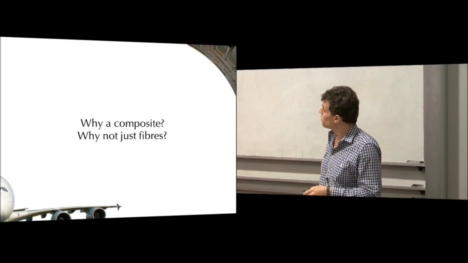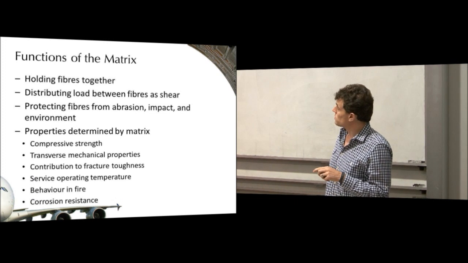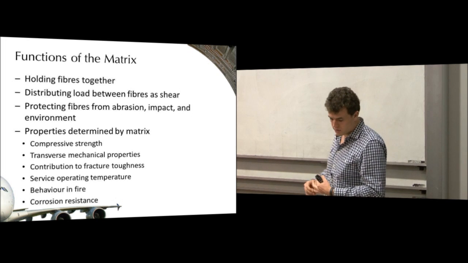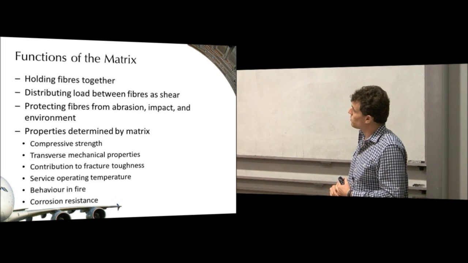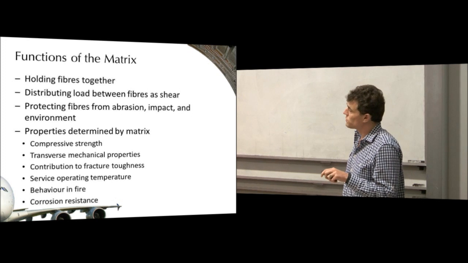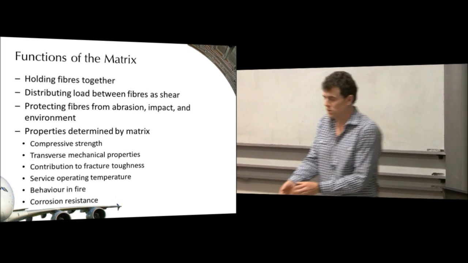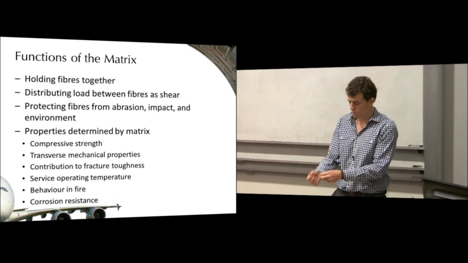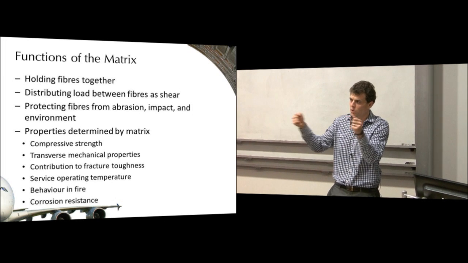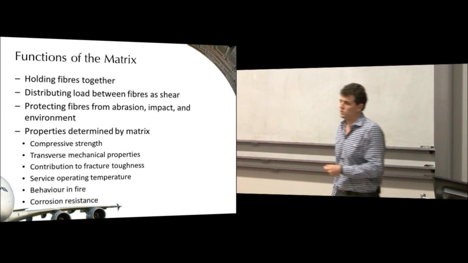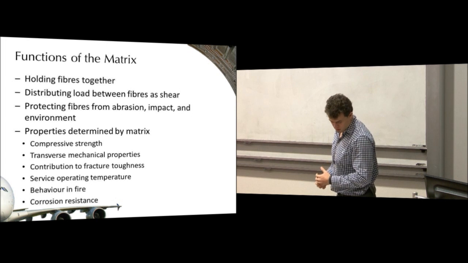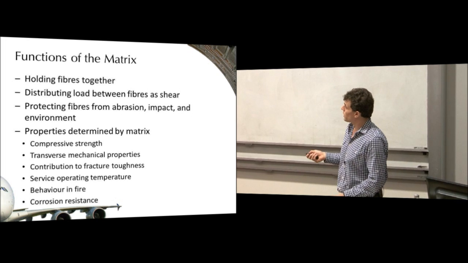It protects the fibres from the environment, holds them together. It distributes load between them. And it does determine some of the properties of the composite. So the compressive strength, as I've said, the tensile strength is generally defined by the fibre. So if you take a piece of cloth and you pull on it, you'll be loading fibres. But the compressive strength is a combination of the fibre properties and the resin properties. And a lot of other things which we'll talk about in a minute.